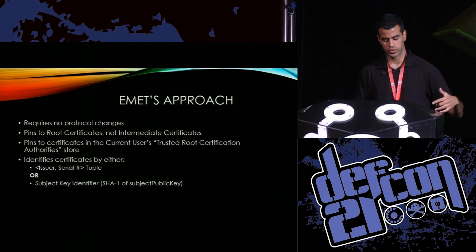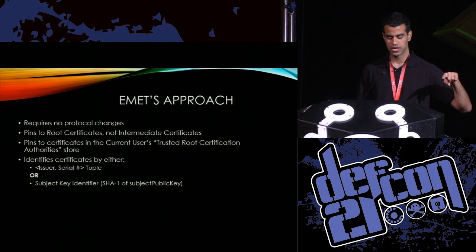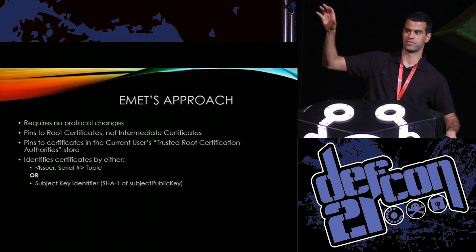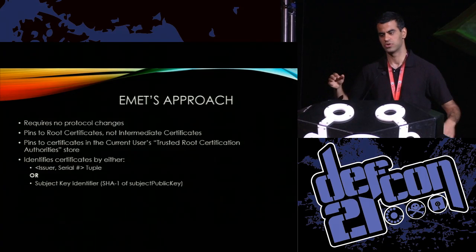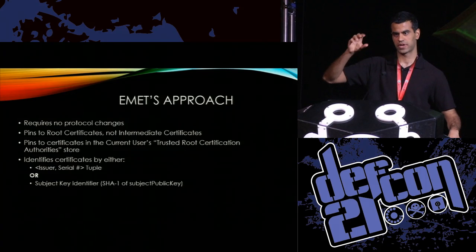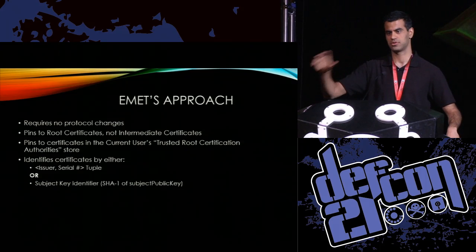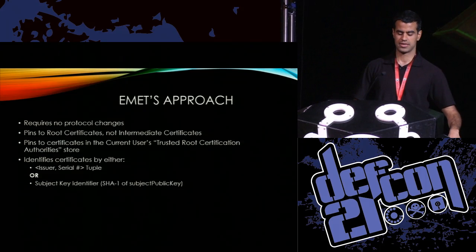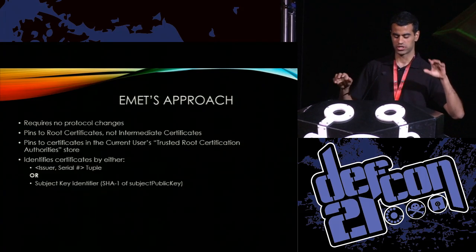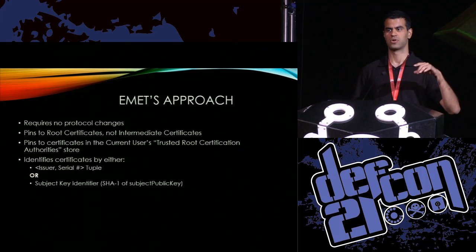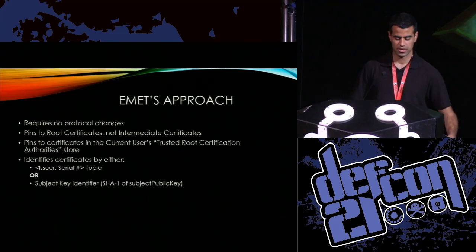So our approach was to not require any protocol changes, and we pinned to root certificates, not intermediate certificates. In that tree that I showed you earlier, there could be some certificates in the middle, like the intermediate certificates. We don't check those, and we also are pinning to only certificates in the Windows Trusted Root Certificate Authorities store. That's like if you go to MMC, you'll see that.